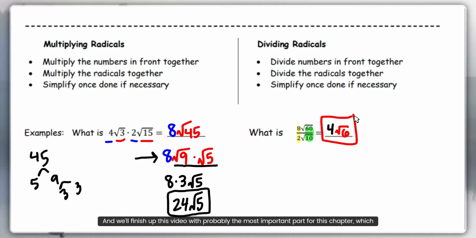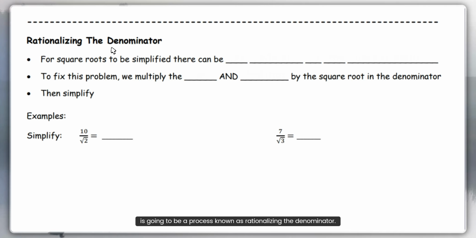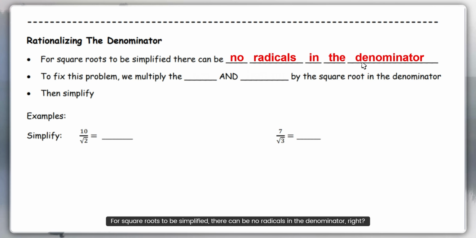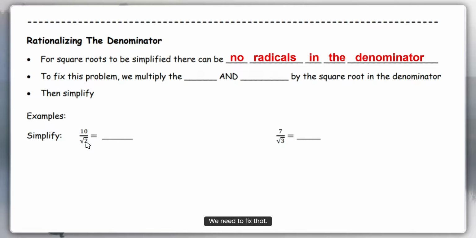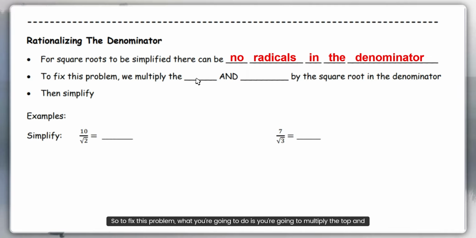And we'll finish up this video with probably the most important part for this chapter, which is going to be a process known as rationalizing the denominator. So at the beginning of this video, we talked about what it meant for a square root to be in simplest form. So we're just going to reiterate that here. For square roots to be simplified, there can be no radicals in the denominator, right? So for example, these little problems that we have down here at the bottom, I have a square root or radical in the denominator, which is the bottom part of the fraction. That means it's not fully simplified, right? We need to fix that. So to fix this problem, what you're going to do is multiply the top and the bottom by the square root that's in the denominator, and then we're going to simplify.